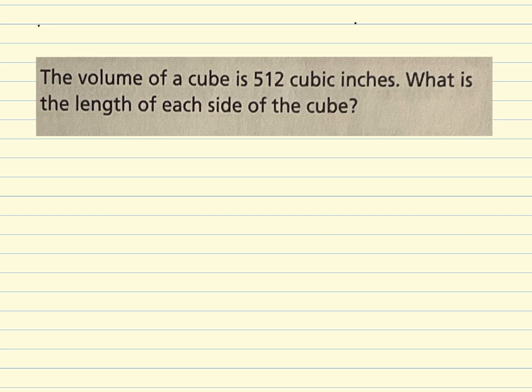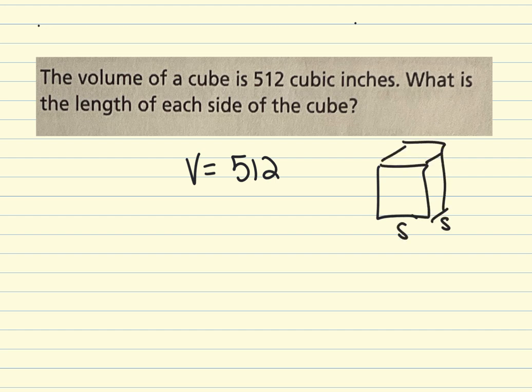The volume of a cube, so V equals 512. And I know a cube, all the sides have the same measure. So this, and this are all going to be the same. What is the length of each side of the cube? Well, the formula to find the volume of a cube is the side to the third power. Since I know that the volume is 512, I'm going to pull out that V and put in my 512.